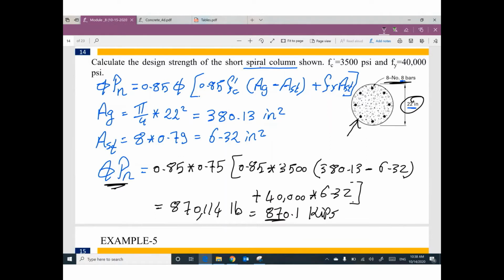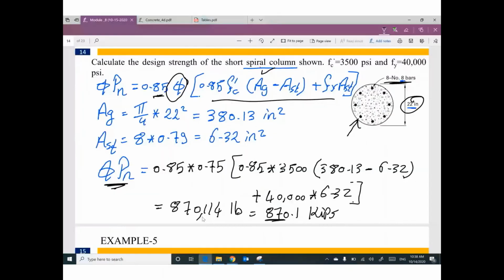It's easy. Just read your problem carefully to determine which equation to use. Actually, both of them use the same equation, but with a little bit different factors. So this is a spiral column, so I'm going to use this one, and the phi for a spiral column is 0.75. Any question?